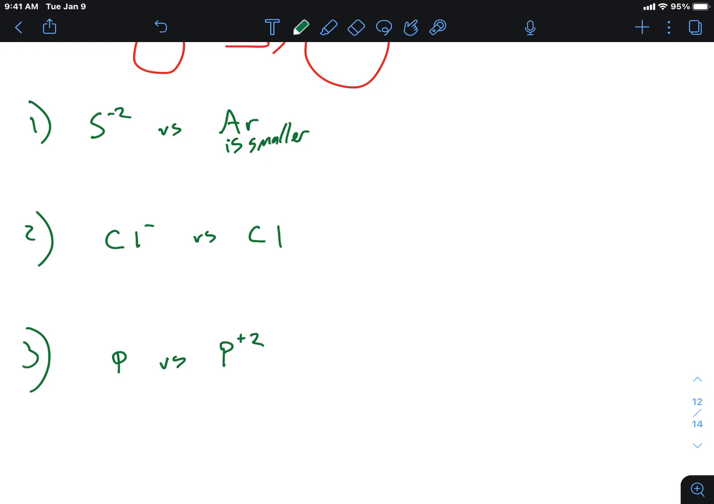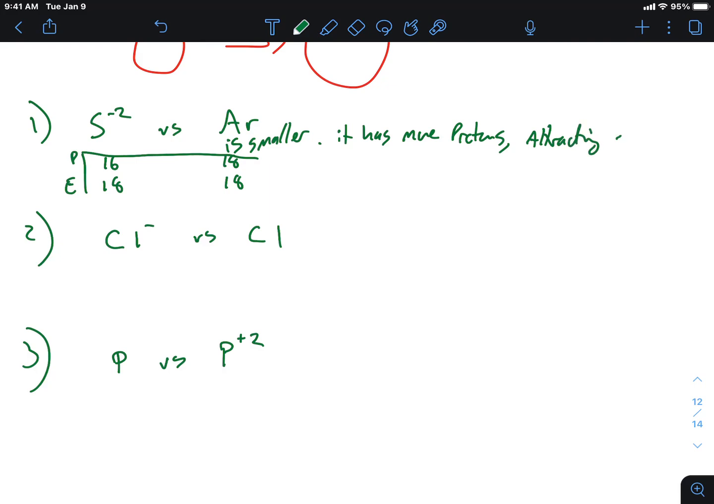Okay, yep. So in any kind of comparison question, that's kind of the first place you want to start, is you want to start with your proton and electron count, right? So argon has 18 protons, sulfur has 16 protons, argon has 18 electrons, sulfur also has 18 electrons. So you must address the difference, and the difference here is the number of protons. So argon is smaller, it has more protons, attracting the electrons more strongly, reducing size. Okay.